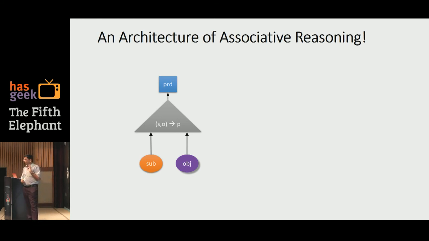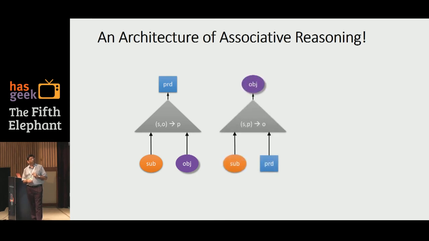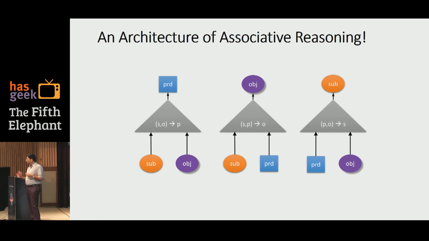So imagine you have three networks. One network is mapping subject-object to predicate. Another network is mapping subject-predicate to object. And all we are doing is a lookup on a knowledge graph. There's nothing special about these networks. These are not even networks. These are just lookup tables on hash maps. And now let's see how we solve that problem.